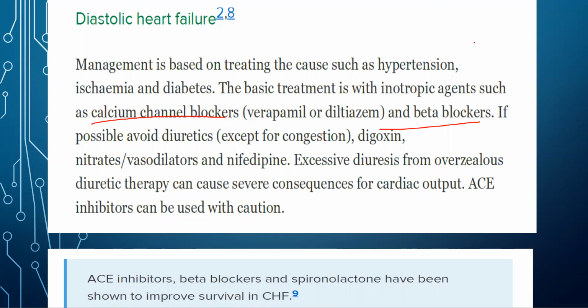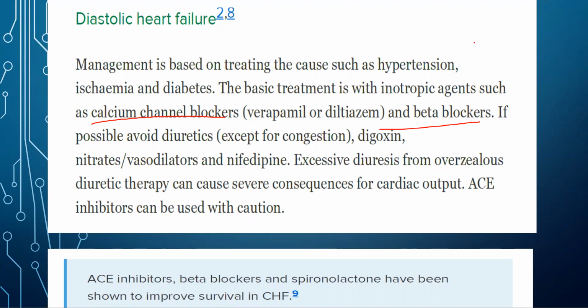So what are the agents that reduce your heart rate or your heart pumping? Mainly two, beta blocker and calcium channel blocker. Mainly the rate-limiting calcium channel blocker. What are those? Verapamil or diltiazem. And you can use beta blocker as well.